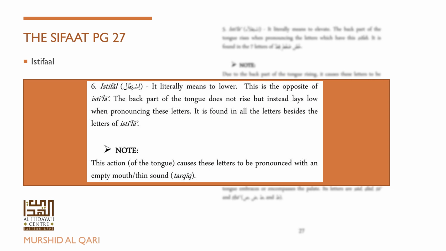the tongue lays flat. And also we should keep in account that one letter can have multiple sifat in them. They just won't have their opposite, their counter sifa in them at once. But one letter can have multiple sifat. Note, this action of the tongue causes these letters to be pronounced with an empty mouth or a thin sound, tarqiq. And an easy way to make a letter tarqiq, or to pronounce a letter empty, is sometimes we can just pull our lips back. This helps to read a letter with istifal, with an empty sound.